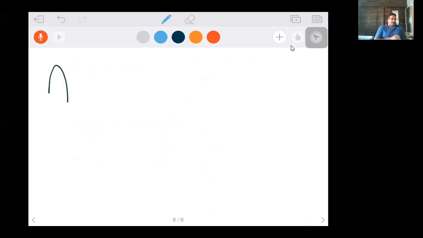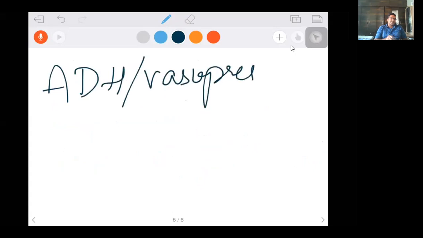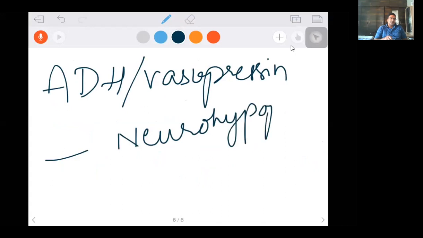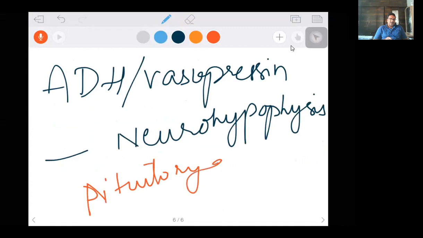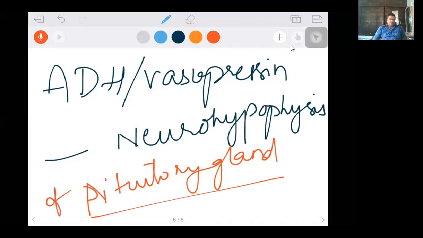Next, ADH, antidiuretic hormone. Also we say vasopressin. Where do you get vasopressin here? The neurohypophysis of the pituitary gland is going to secrete that. The pituitary gland has two portions, adenohypophysis and neurohypophysis, that we'll discuss in the chemical control and coordination chapter. Till then, just remember this: ADH or vasopressin is from the neurohypophysis of the pituitary gland.